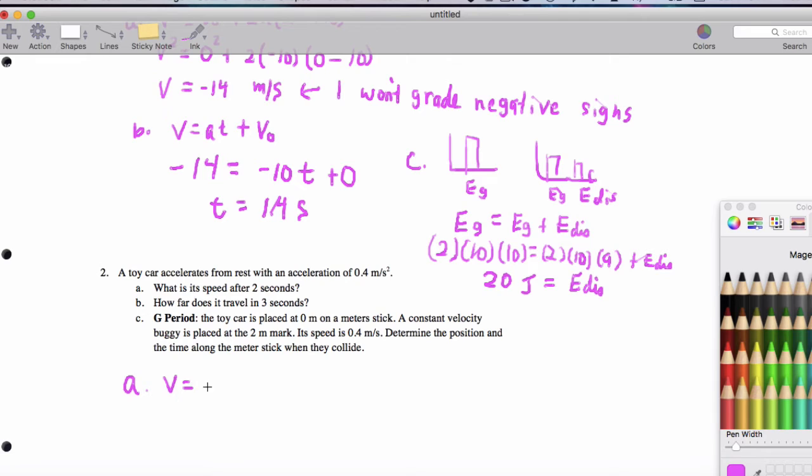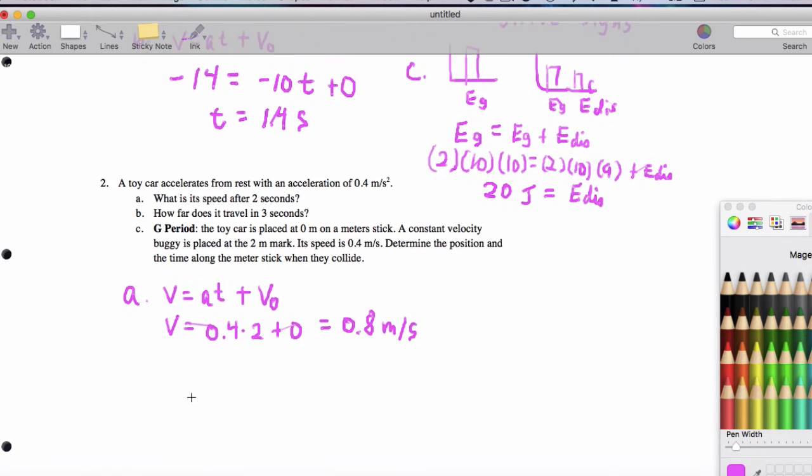All right, so let's go ahead and get this speed in part A. v is at plus v naught. So that's going to be v is 0.4 times 2 plus 0. That's going to give me 0.8 meters per second.